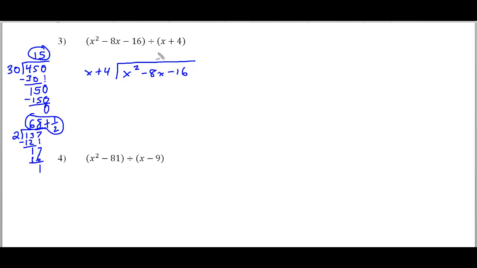So here's the big key though. We need to multiply something right here in this spot that is going to give my x plus 4 the same first term as x squared. So the question I ask myself, what times x plus 4 gives me an x squared in the beginning? And the answer is x. So x times x is x squared, and x times 4 is positive 4x.